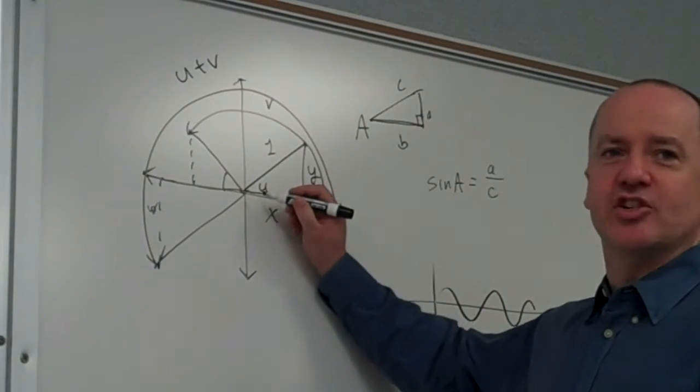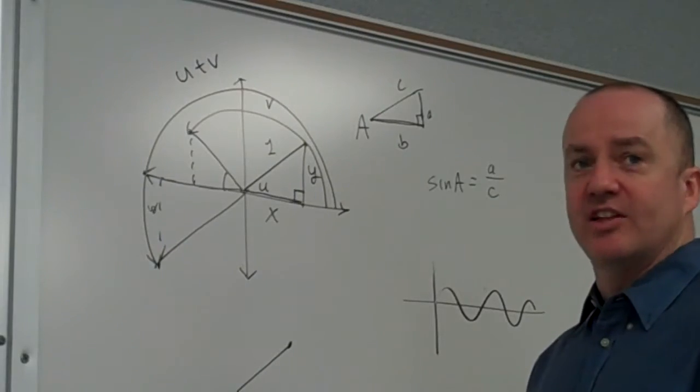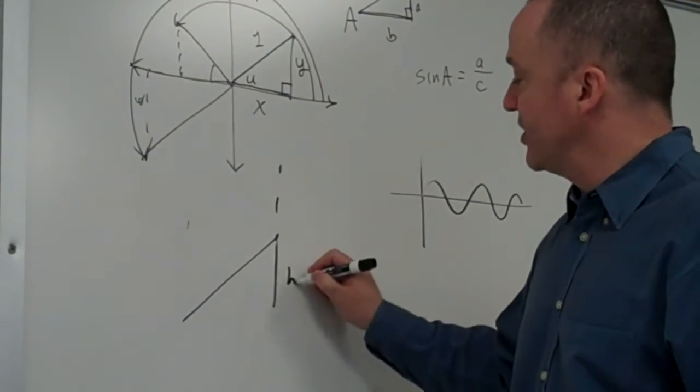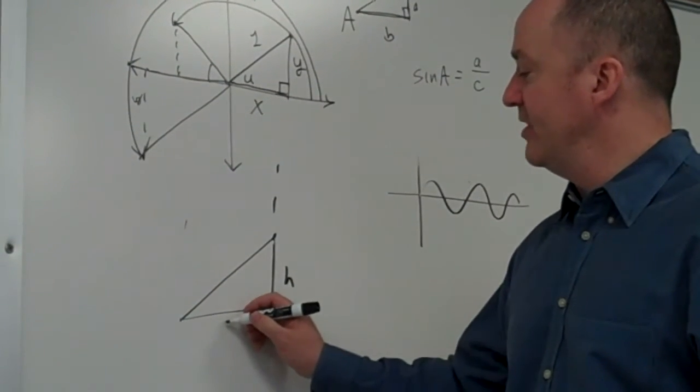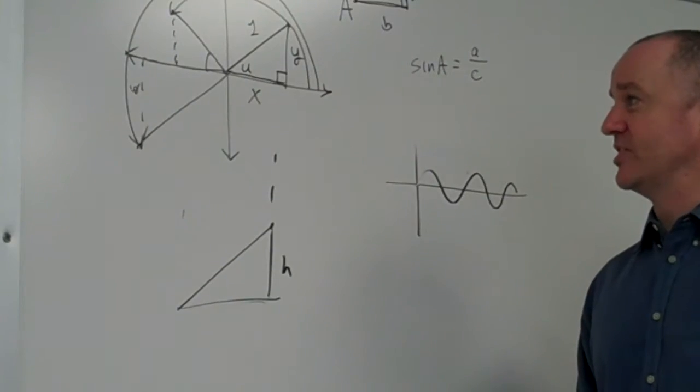I think of it as almost being like a shadow. Like if I had a stick like that and I shined a light straight down, the sine would be this height, and the cosine would be like the length of this shadow underneath it. And that's one way to look at sine and cosine.